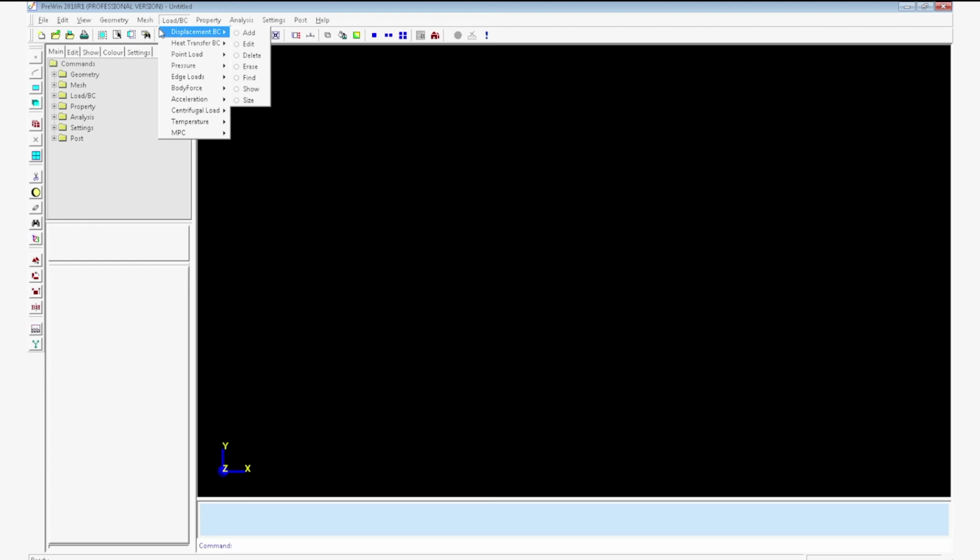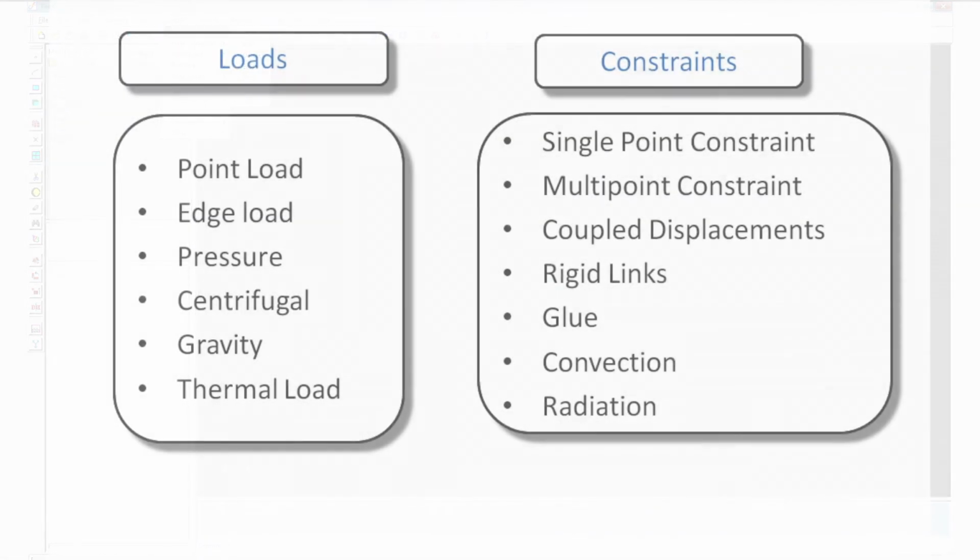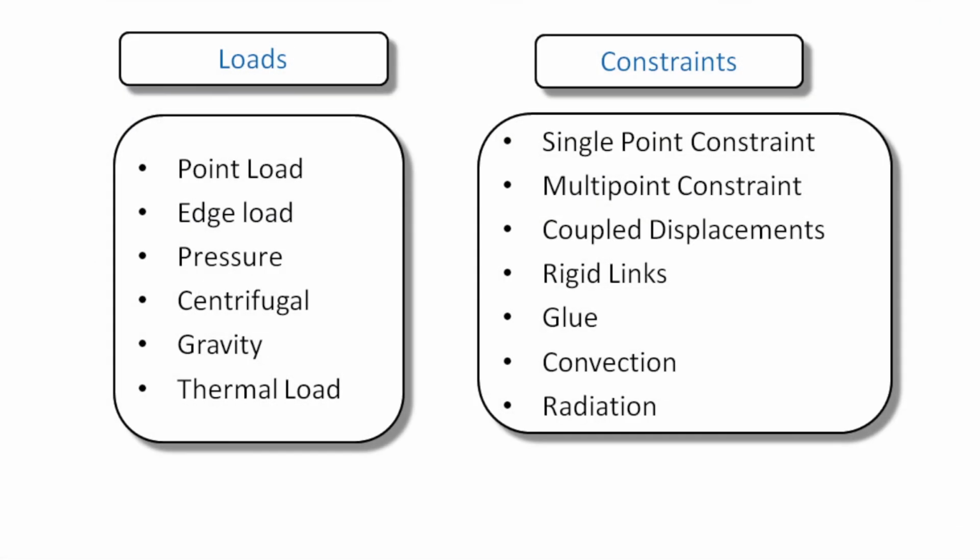There are commands to define and manipulate multi-point constraints on FEIS models. Loads include point load, pressure load, edge load, body force, acceleration, centrifugal load, and temperature. Commands to manipulate these loads are also available.